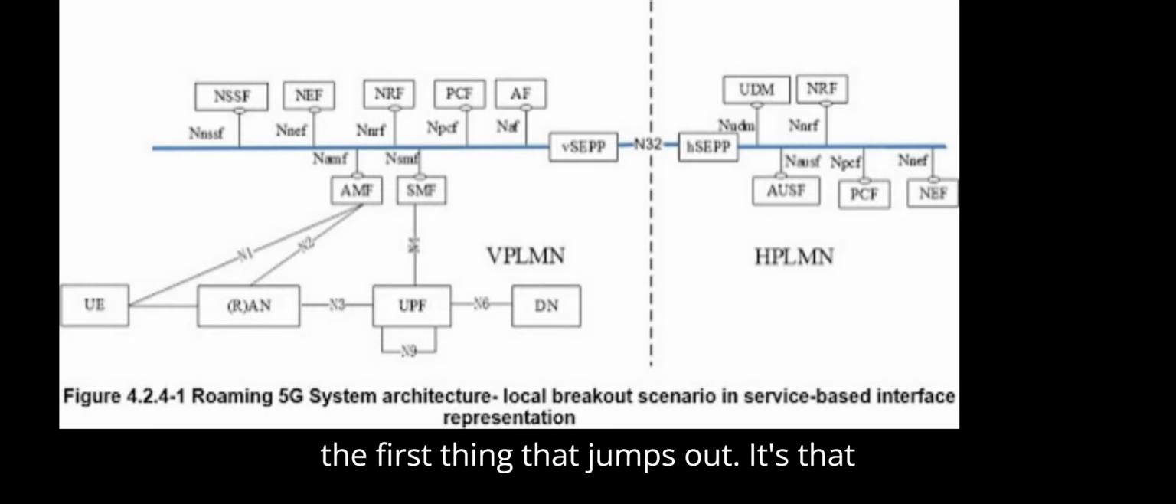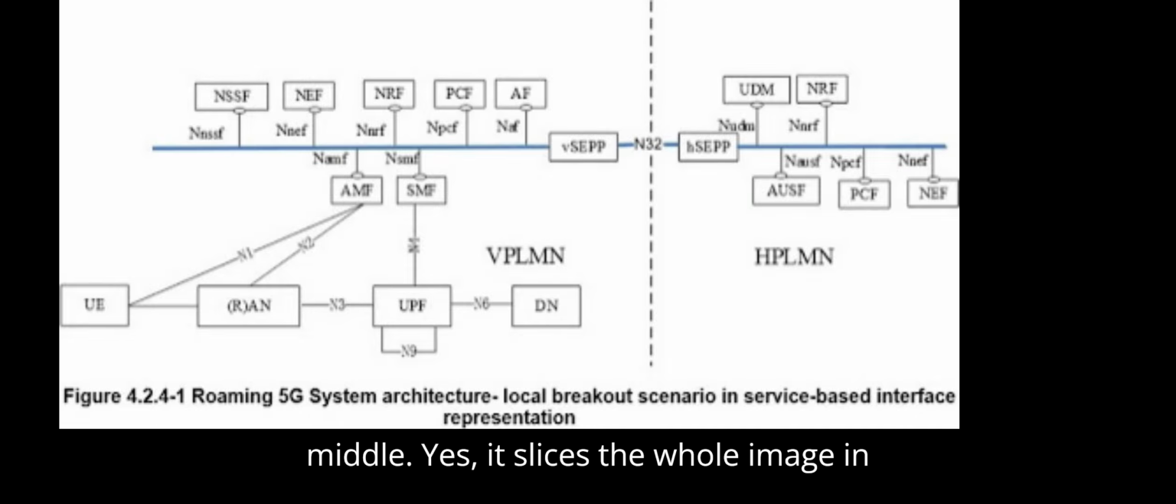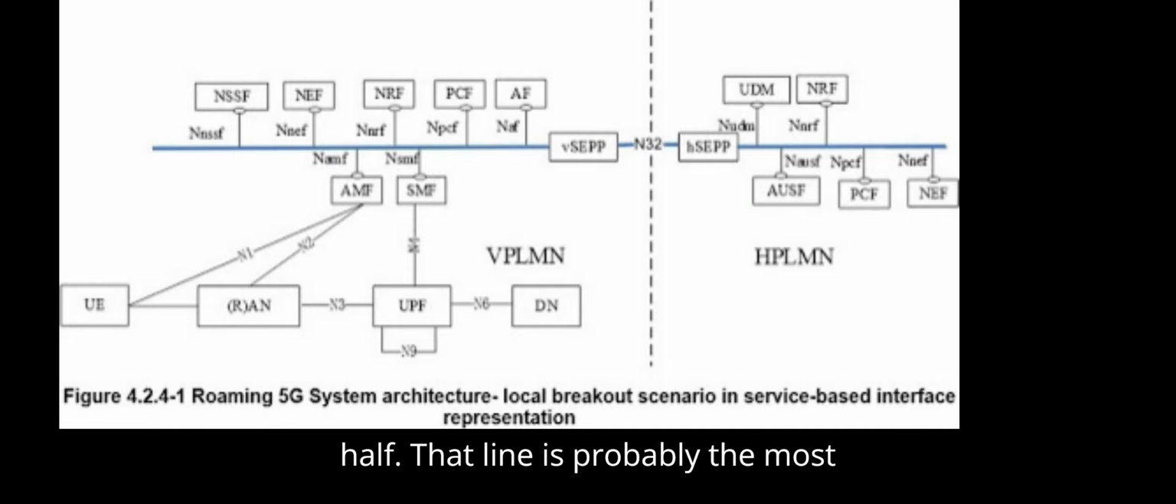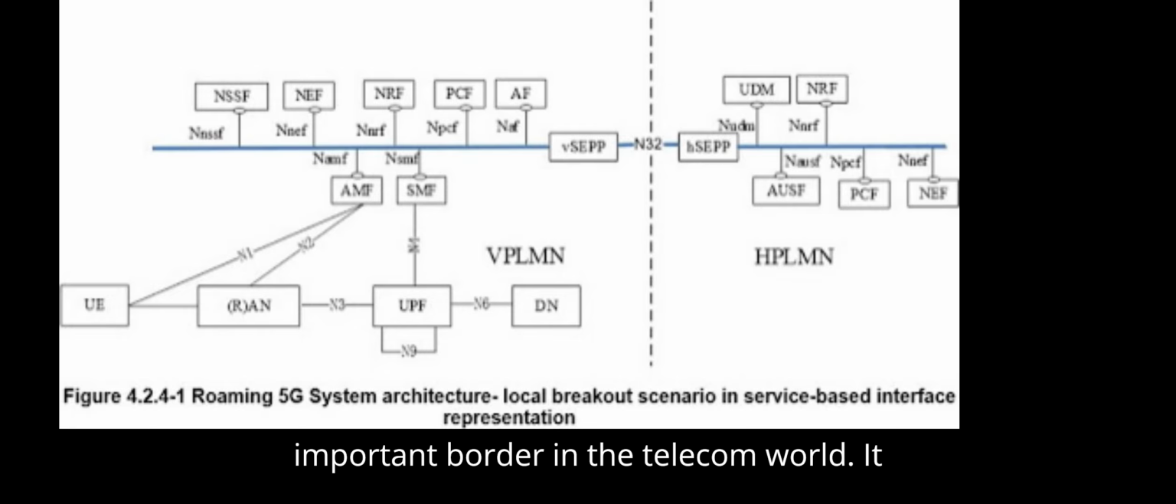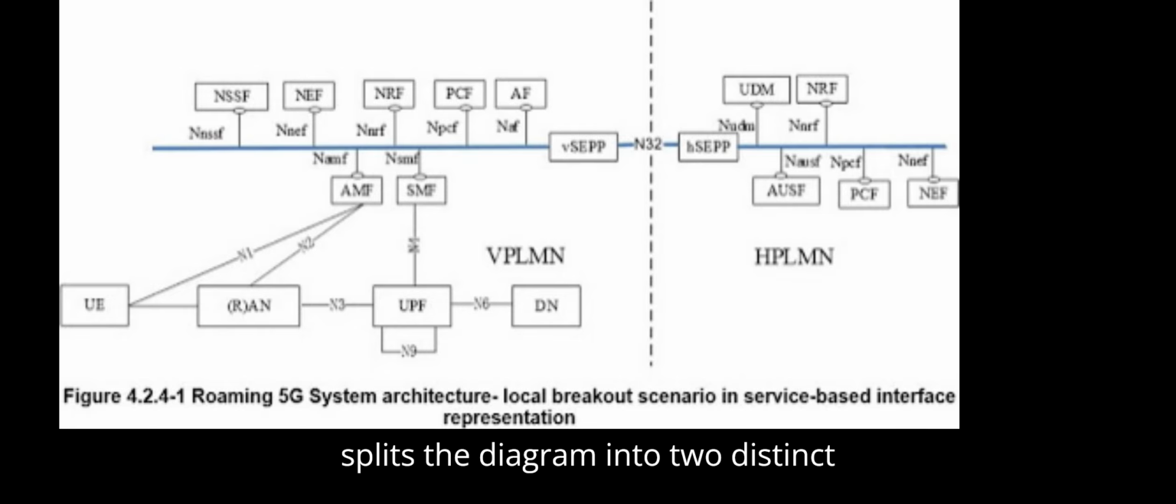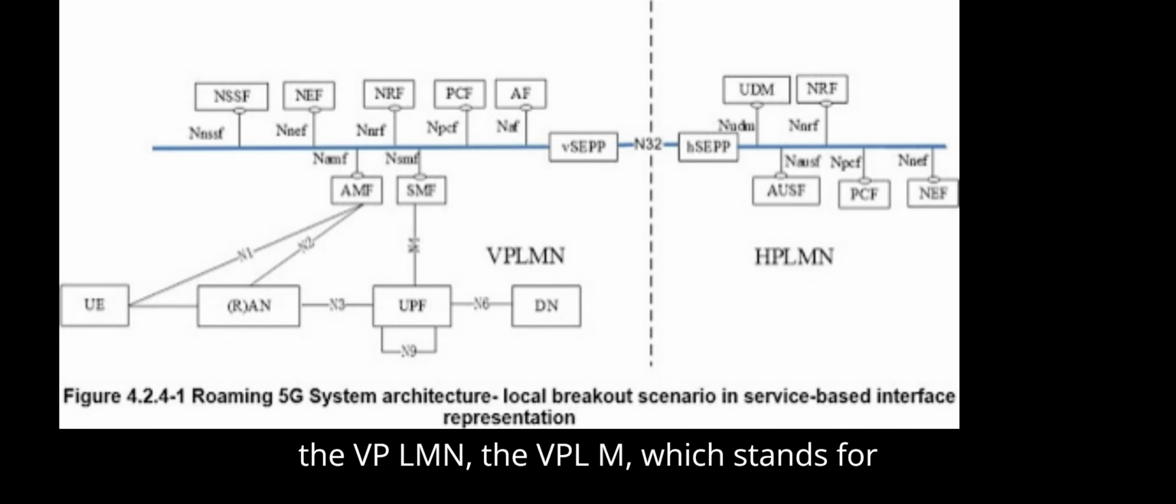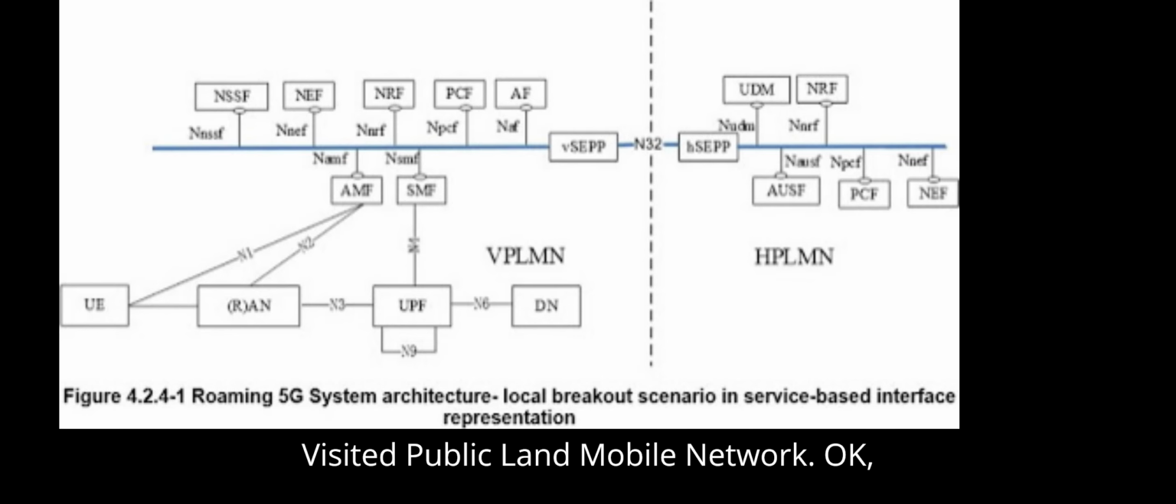Because when I look at this, the first thing that jumps out is that vertical dotted line right down the middle. Yes. It slices the whole image in half. That line is probably the most important border in the telecom world. It splits the diagram into two distinct territories. On the left side, you have the VPLMN. The VPLMN, which stands for? Visited Public Land Mobile Network. Okay, let's just call it the visited network. Makes sense. Exactly. That's where you physically are.